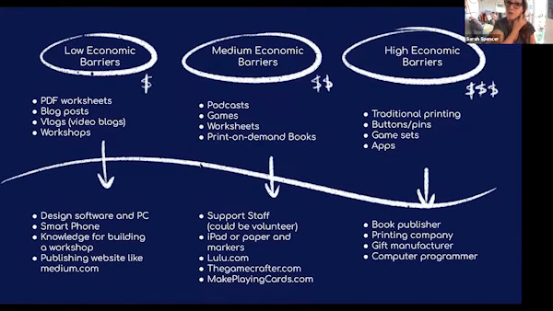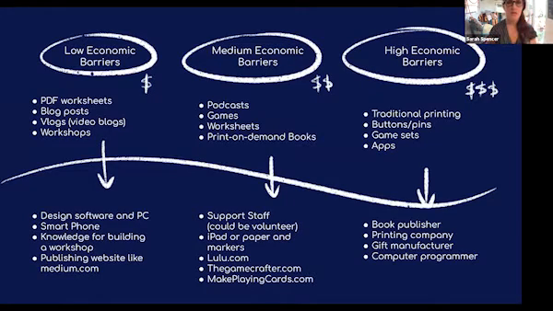So there's a little chart about some economic barriers. There's low, there's medium, and there's high. And what I mean by low economic barrier is something that you can create in your office. It doesn't cost a lot. Maybe it's just some printer ink and paper. Maybe it's something that you can even cut out yourself if the quantity isn't too high. All it requires is a computer, some knowledge, and then maybe a publishing website like medium.com or something else like Amazon.